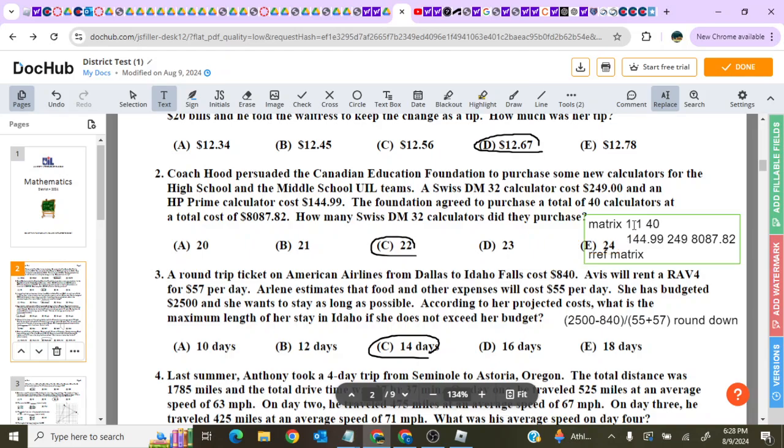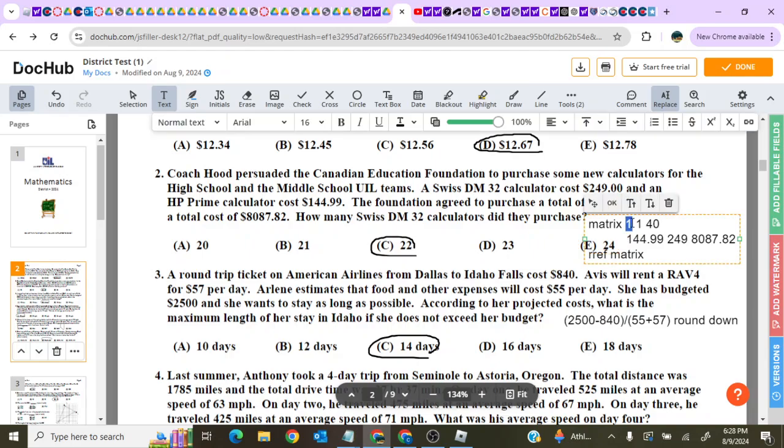Well, this is a system of equations. The number of Swiss and Prime calculators combined is 40, and multiplying those numbers by their price, that's a net cost of $8,087.82. So you'll put this into your matrix, a 2 by 3, and then use RREF, which is basically saying solve a system of equations. RREF, and then for math, scroll up till you get to RREF, and then put in the matrix. And you will get the solutions for both of them, and see that you need 22 Swiss DM calculators.